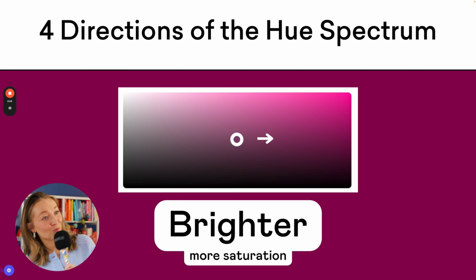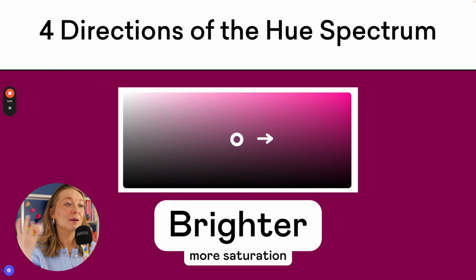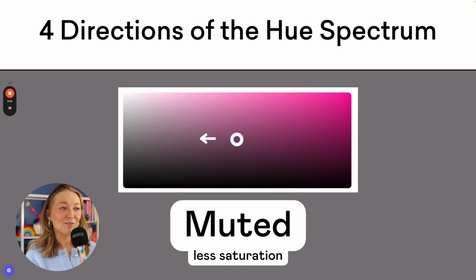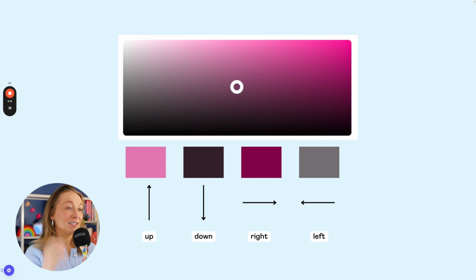Next, we're going to go to the right and we're going to make the color brighter. So we're going to make it more saturated. And finally, we're going to go to the left to make the color muted, meaning less saturation. Sometimes I also use the word dusty to describe this direction, but I'm going to try to use muted because I think that's more of an official word. So here's a visual representation of all these different directions. You can go up, you can go down, you can go right, and you can go left. And you don't have to just choose one. You could go up and right, or you could end up somewhere in the middle. But those are the general directions you go in when you play with colors in a hue spectrum.